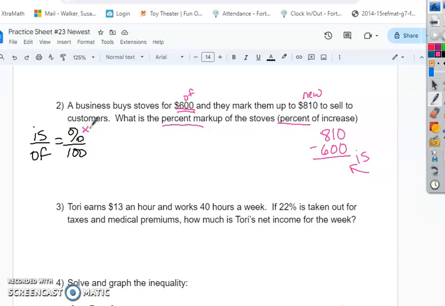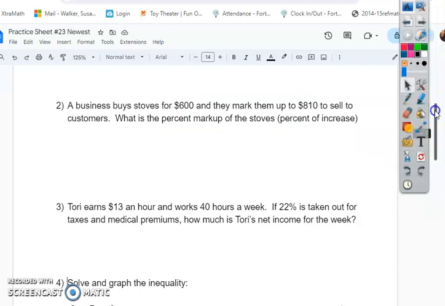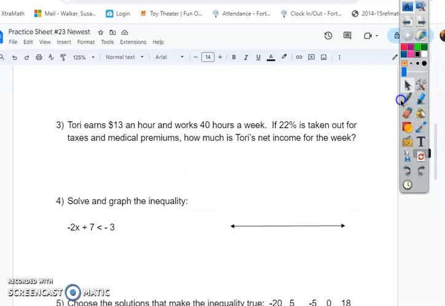Number 3, I always like these kind of problems because these are very real world problems. Tori earns $13 an hour. Guys, we're $13 per hour and works 40 hours a week. If 22% is taken out for taxes and medical premiums, how much is Tori's net income? So remember, net, we catch whatever's left after the taxes and any other deductions come out.